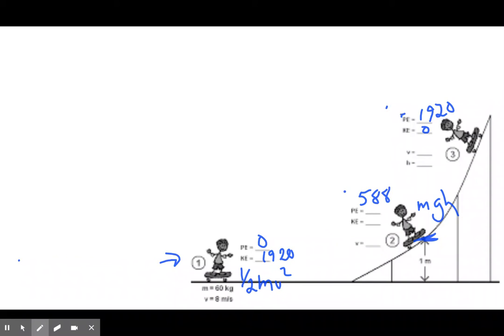So then we can take the 1920 minus 588, because these two have to equal the 1920, and that gives us a KE of 1332. And this says find the velocity. So we're going to take that 1332 and set it up equal to 1/2 mv squared to solve for our v. So 1332 divided by 0.5, and then the square root gives us a velocity of 51.6.